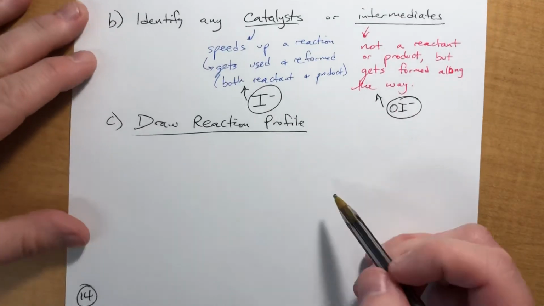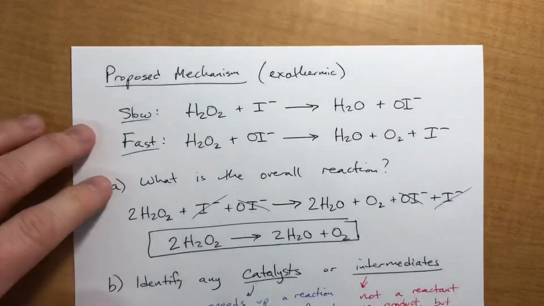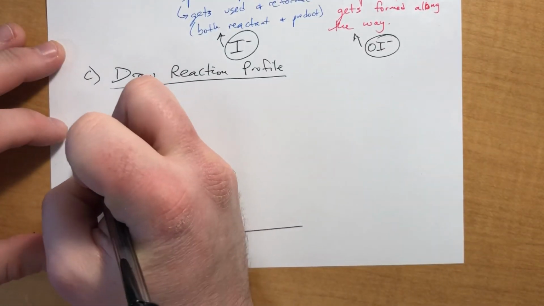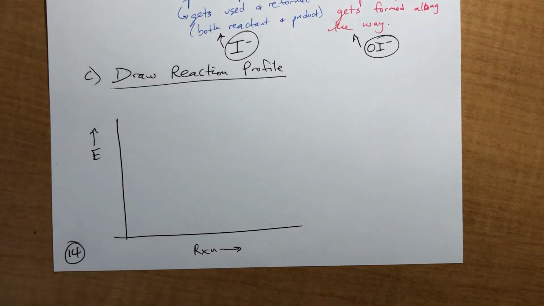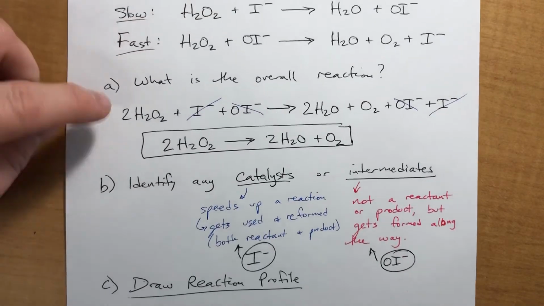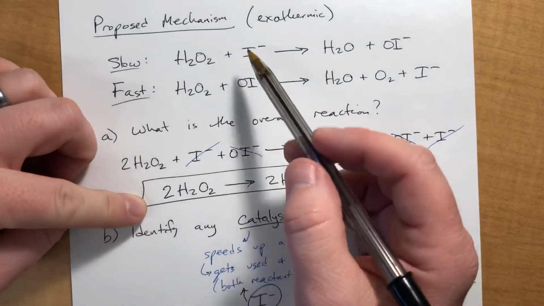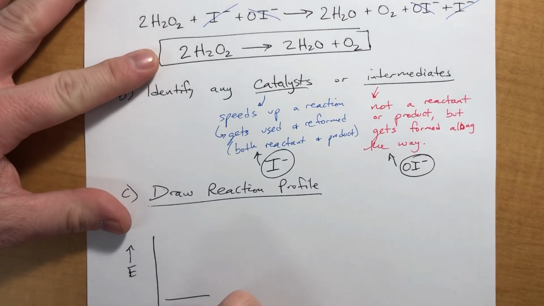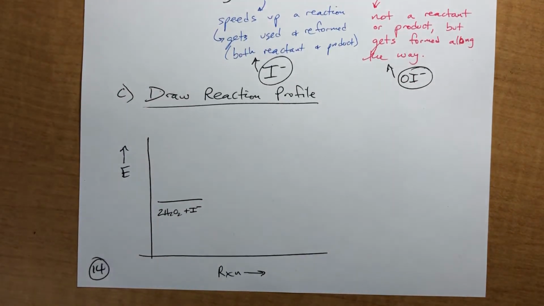So let's try to draw this thing. In an ideal world, I would be able to show you this at the same time as this, but I can't fit it both on here. So energy versus reaction progress. I'm just going to abbreviate that as reaction. From our overall reaction, we have 2H2O2 as our reactants, and we also have iodine as a catalyst. So that's our starting materials: 2H2O2 and I minus. That's our reactants.